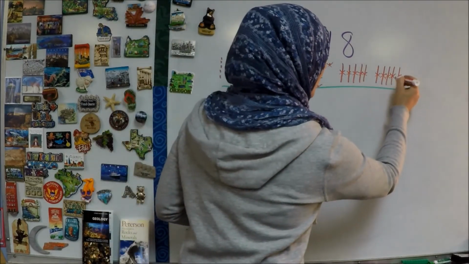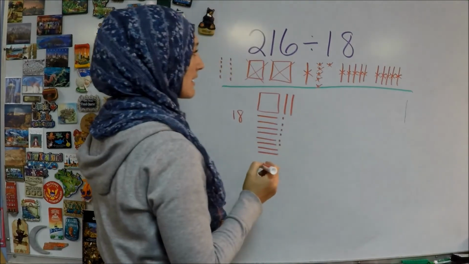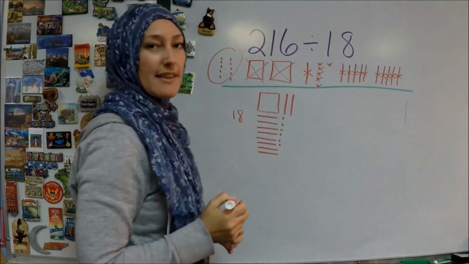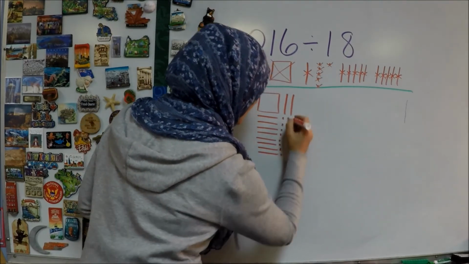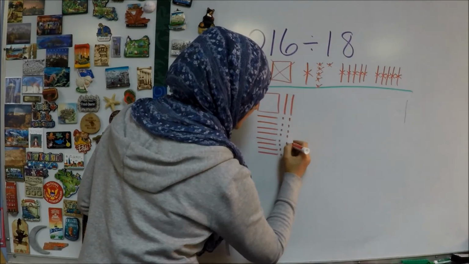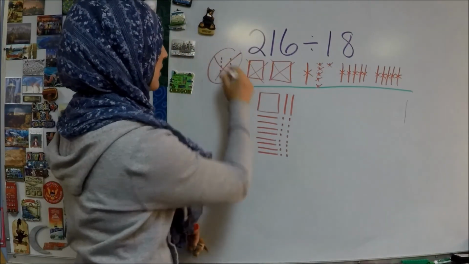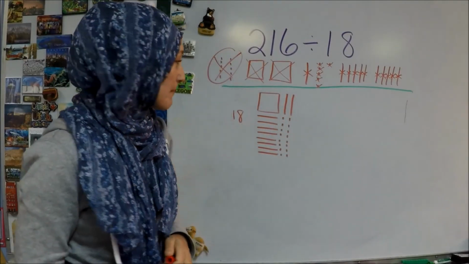So I have one more rod that I can use. I'll do this. Then I have these 10s that I need to also fill in. So let me start counting. 1, 2, 3, 4, 5, 6, 7, 8, 9, and 10. So I've used up all of those. So now my model is complete.